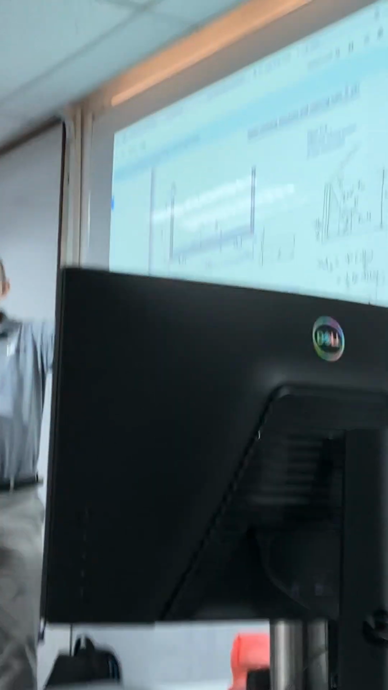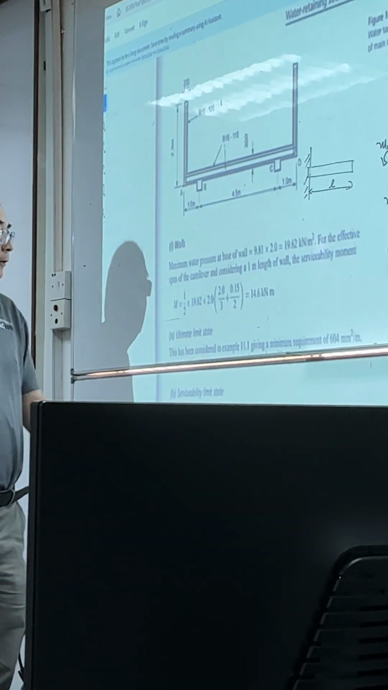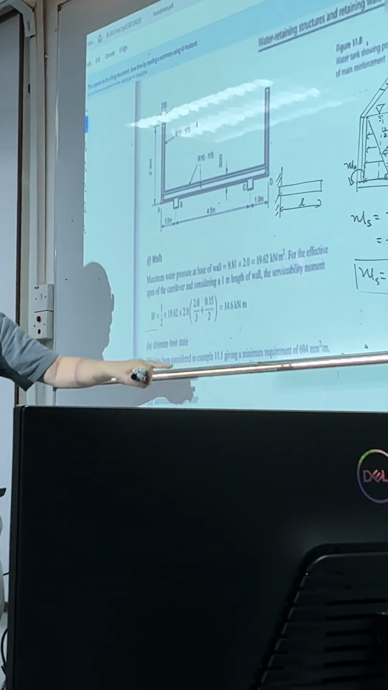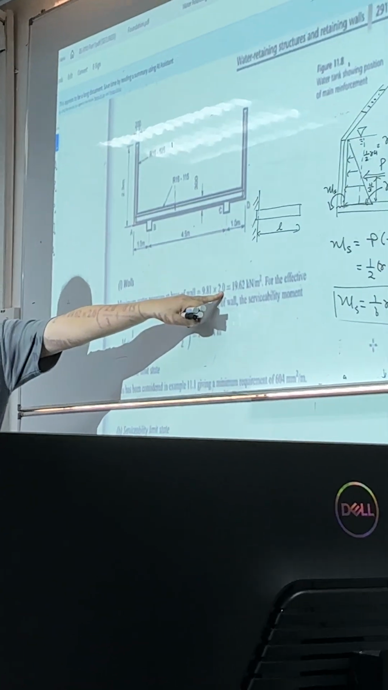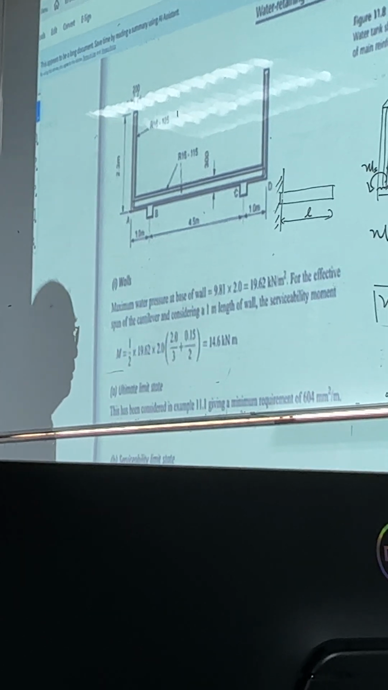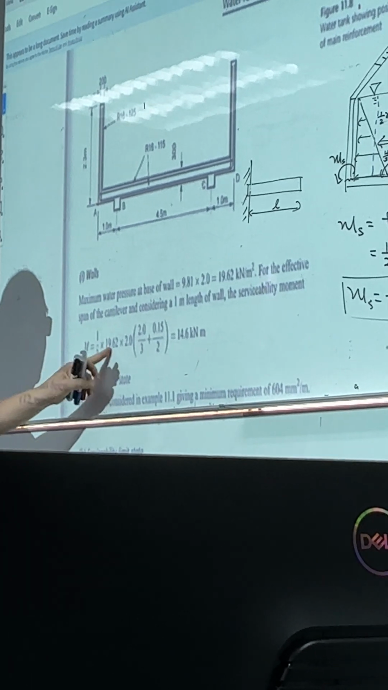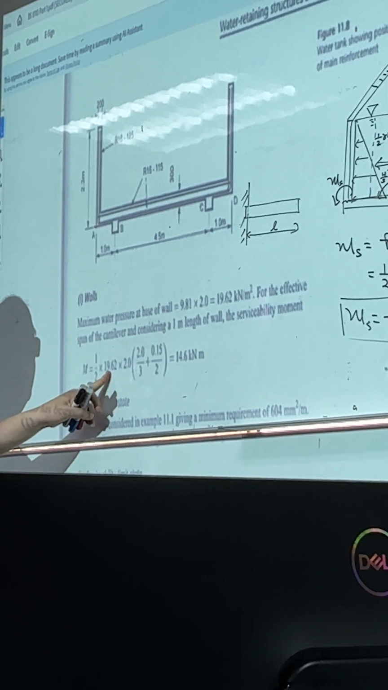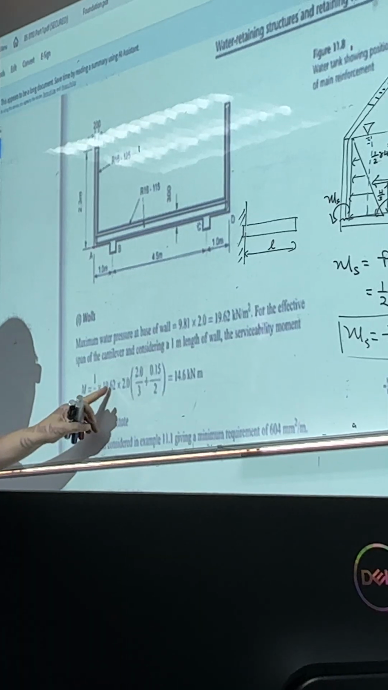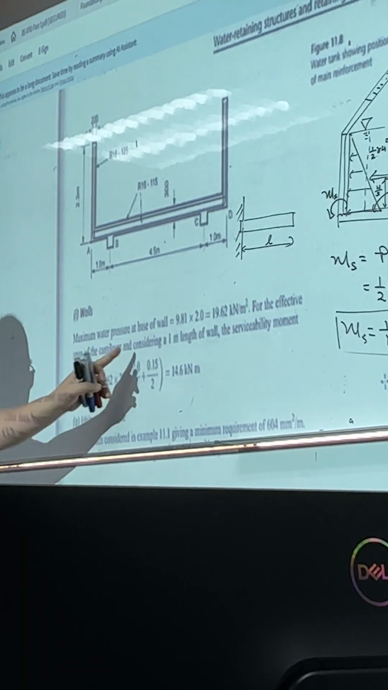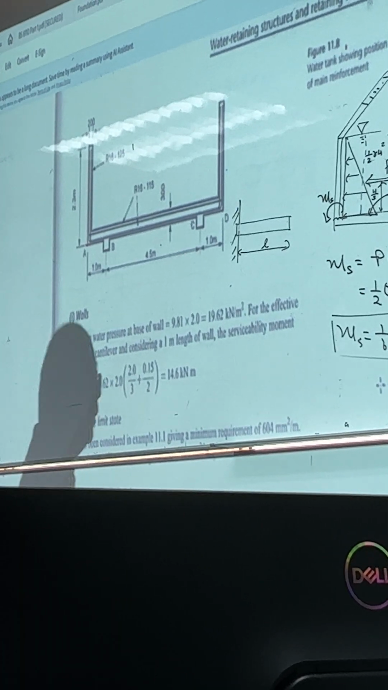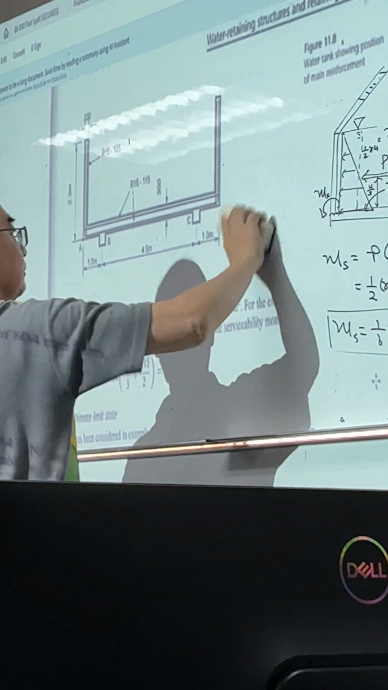You just use that 1/6 of gamma H. This 19.2 is coming from gamma H. Understand? So this is gamma H already. So that's why you have gamma H, gamma H cubed, and 1/6.